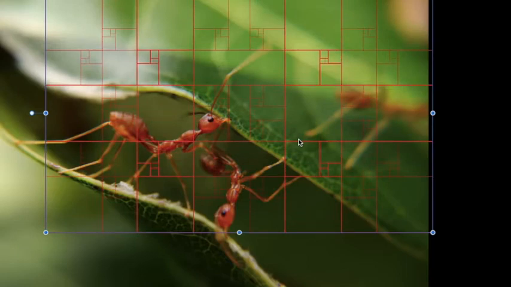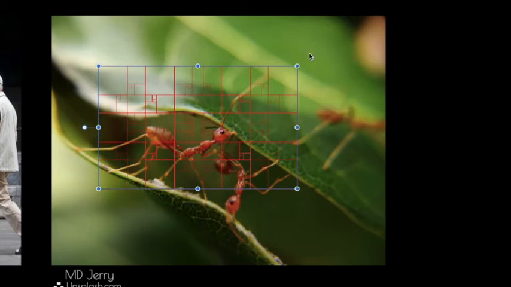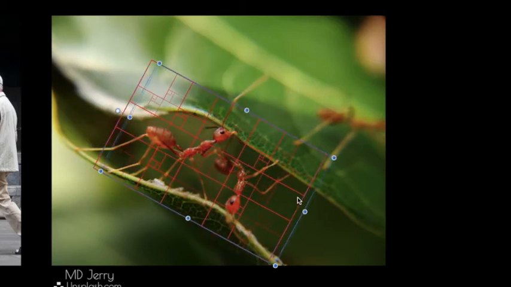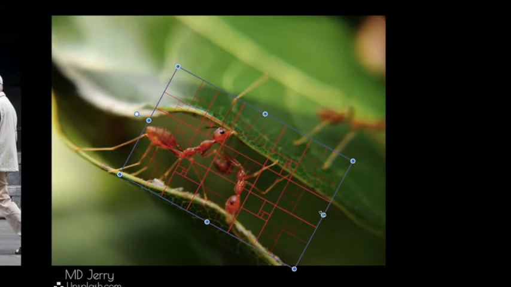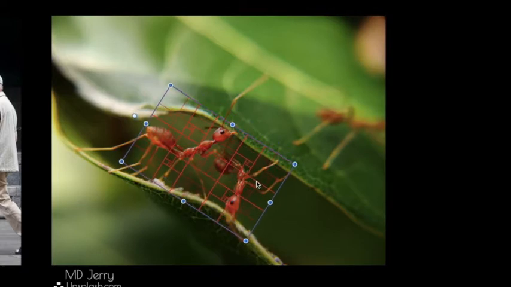these leaf cutter ants. I'm not sure if they're leaf cutter ants, but I believe these ants are pulling these two leaves together to make a nest. And in doing so, they create this phi rectangle, which is very close, very tight. Antenna's way up there, obviously.